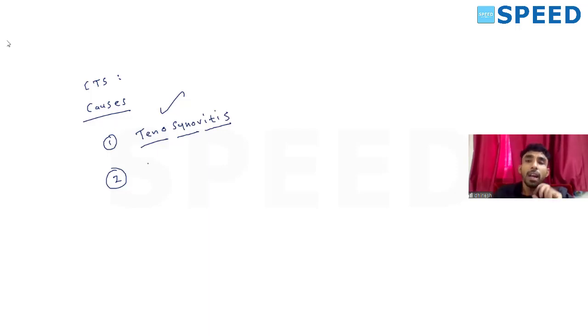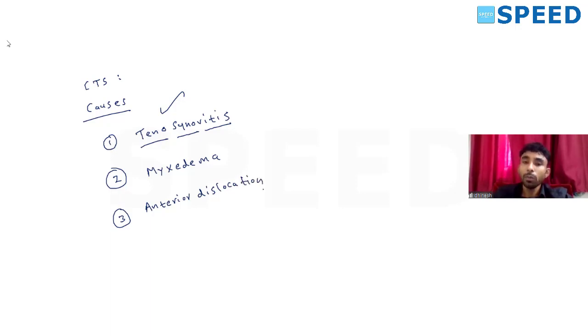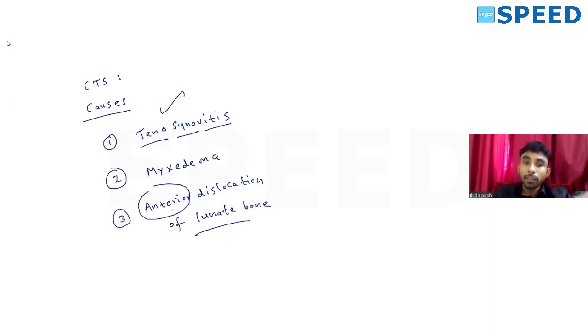Fine. And some other possible causes for carpal tunnel syndrome are myxedema, that is hypothyroidism. And I hope you know anterior dislocation of the lunate bone, one of the 8 carpal bones, may also cause compression of the median nerve leading to carpal tunnel syndrome.